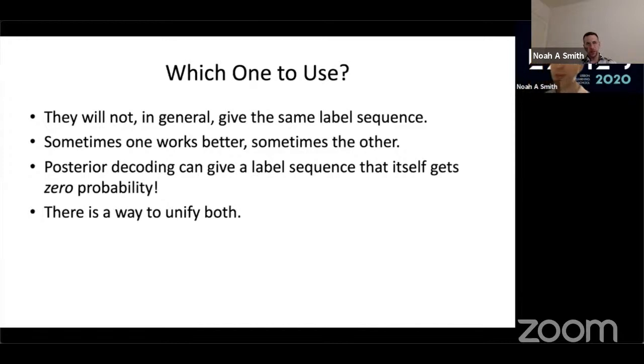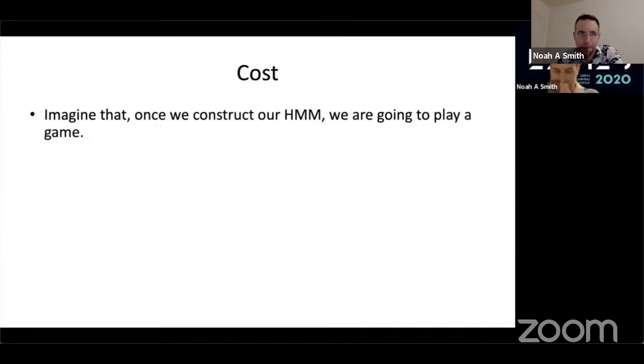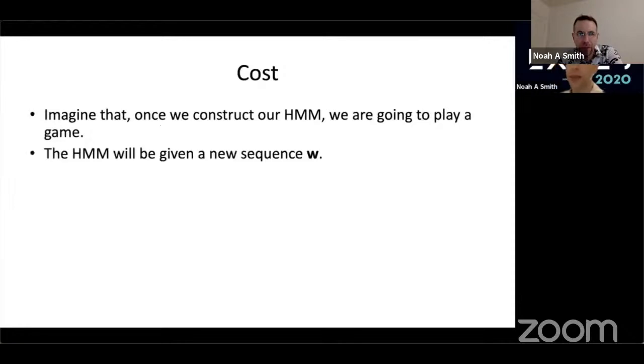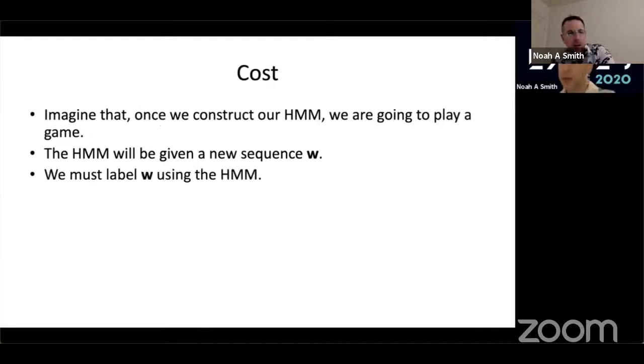So I'm certainly not going to tell you which one to use, but instead I think it's more useful to try to unify them and understand why you might choose one or the other and why we might expect one to work better than another in a given situation. In order to do this, we have to introduce a new notion that we're going to call cost. So imagine that once we've constructed our HMM, we're going to play a game. The HMM will be given a new word sequence, W, and it's going to be used to label the sequence. I'm not going to say which algorithm to use. I'm just going to say the goal is to label the sequence.